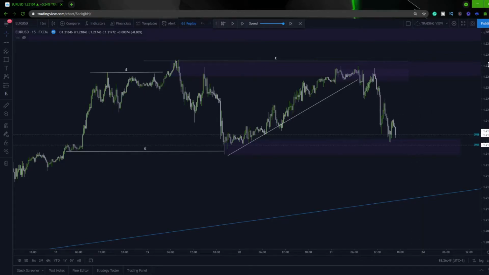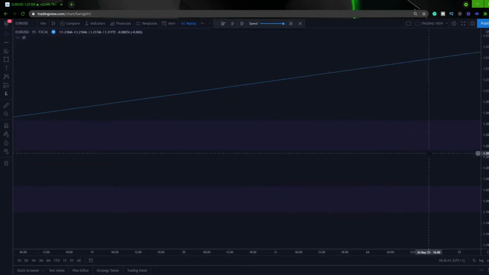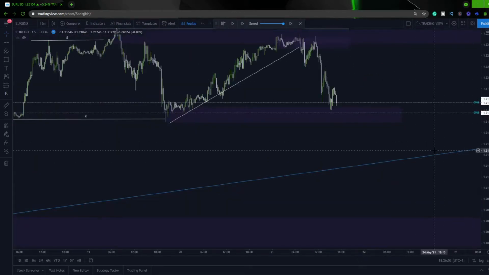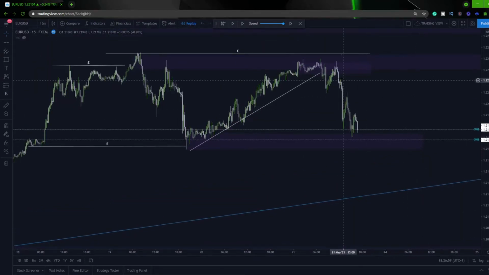There's obviously levels both sides that need to be filled and need to be honoured, so we just need to bear that in mind when we're looking for order blocks. Obviously you don't want to be looking at every single order block, thinking there was one there, there was one there, and trading off of every single one.